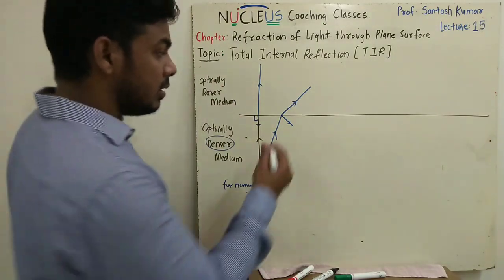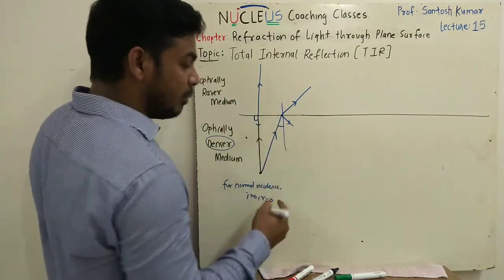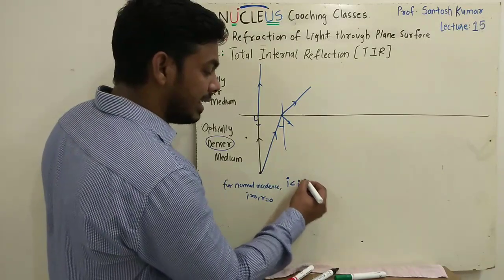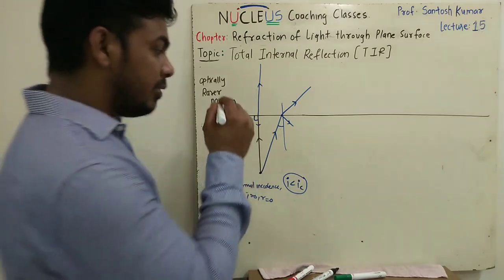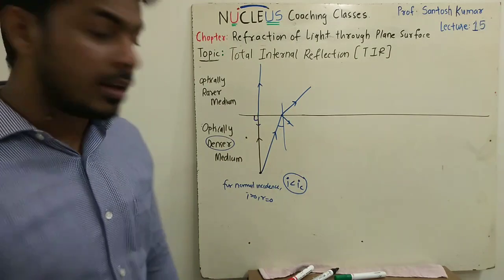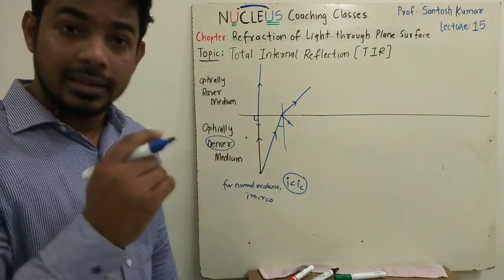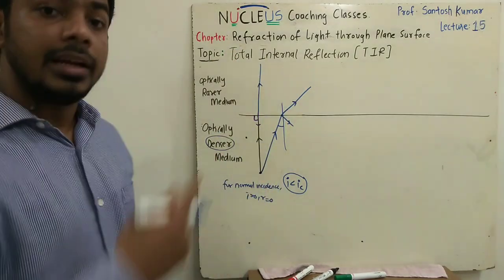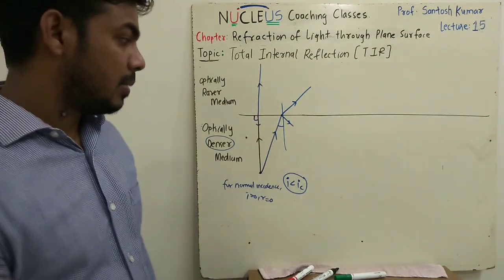So remember, since the ray gets refracted, this angle which I am talking about is definitely less than the critical angle. So if a ray of light traveling from optically denser to optically rarer medium is at an angle lesser than critical, then definitely it will get refracted into the rarer medium, but some part of the light will come back.